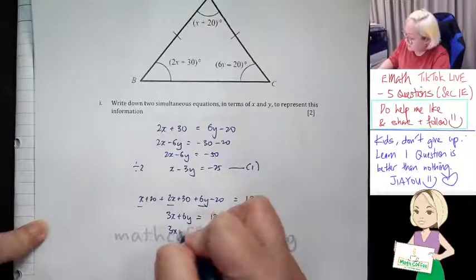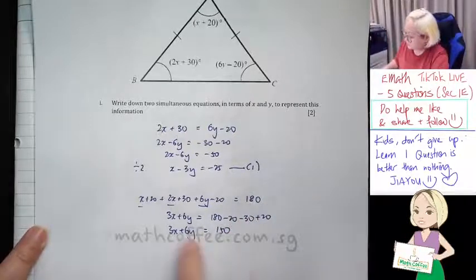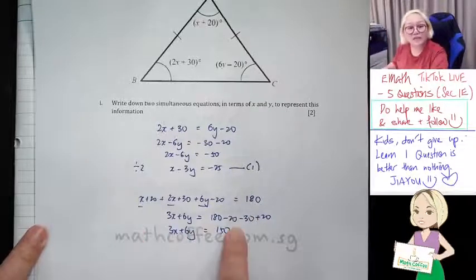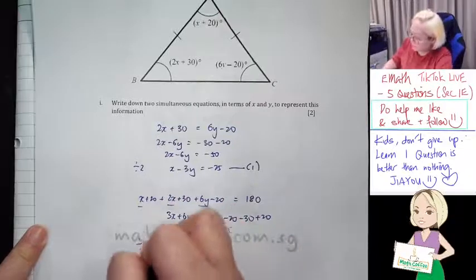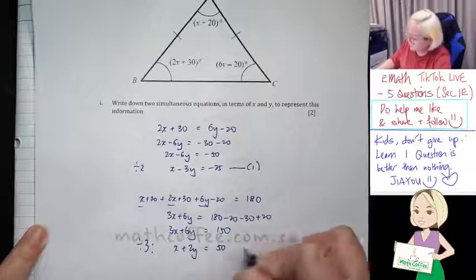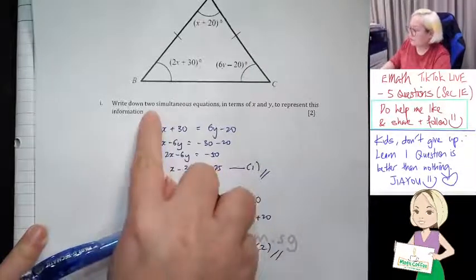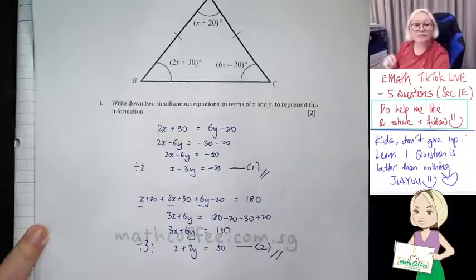So I have 3x plus 6y equals to 150. Again, this is the equation, and nicely all of them can be divided by 3. So let's divide by 3 throughout. I get x plus 2y equals to 50. So this is my second equation. They asked me to write two equations, so this is the second equation.